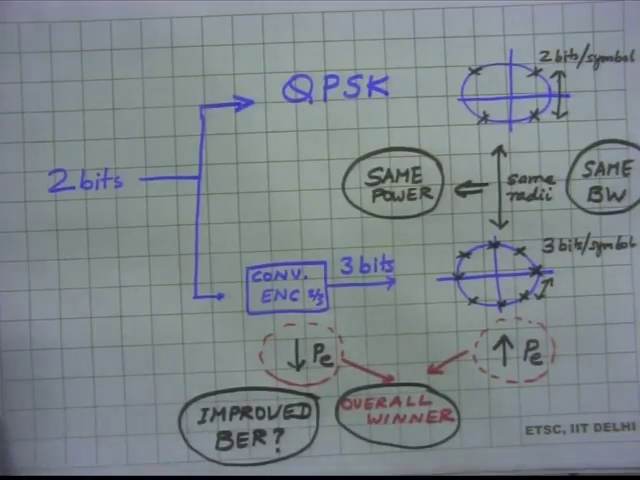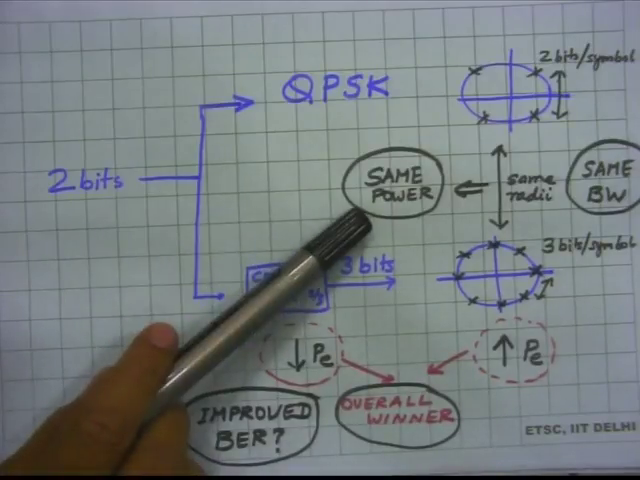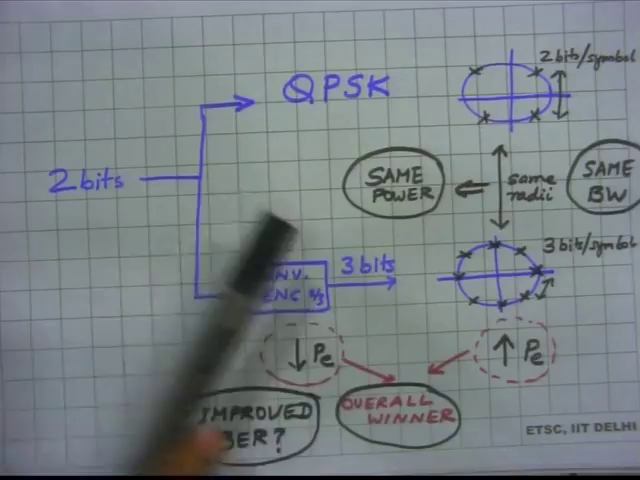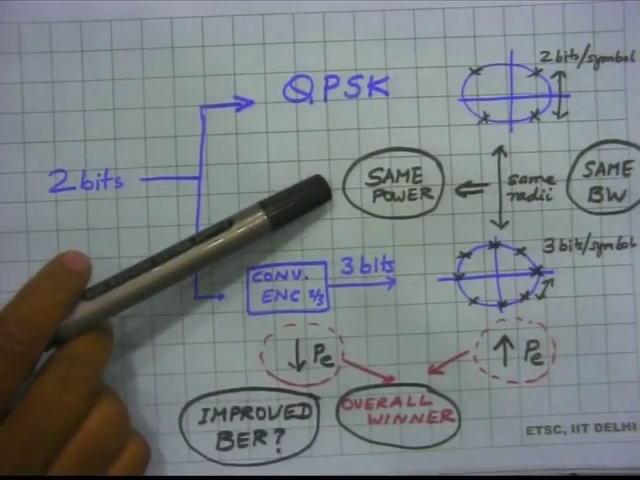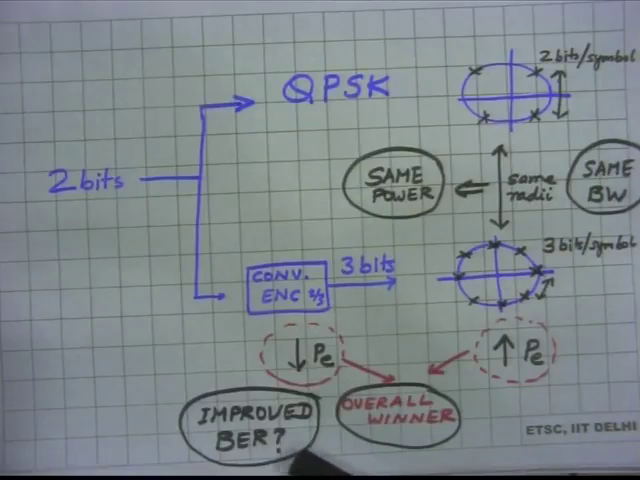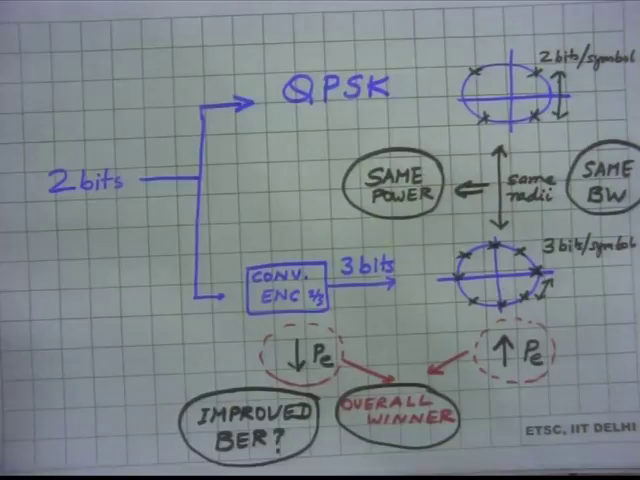We know that from Shannon's theorem, you give me more power, I will give you improved BER. You give me more bandwidth, I will give you an improved BER. But I ask for no additional power, no additional bandwidth, and am I going to get an improved BER? So, the answer is yes, and let us see how we can do it.